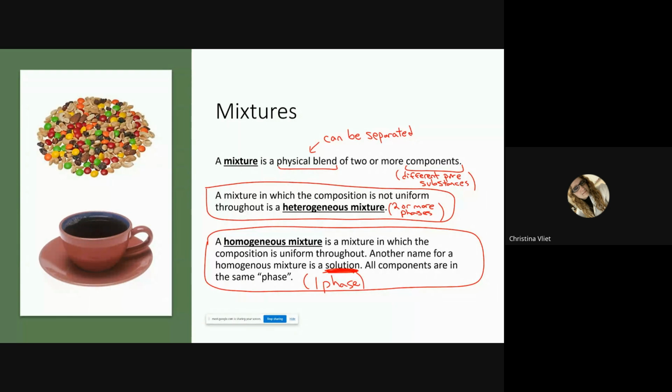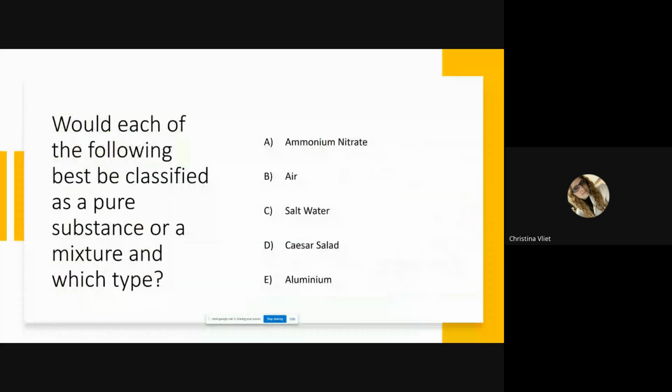Okay, moving forward now. The first type of question you can be asked here is, would each of the following be best classified as a pure substance or a mixture, and then as which type? You can use your flow chart to help you. However, you do need to memorize the types of substances. Is it a pure substance or a mixture? And then what are the individual types?